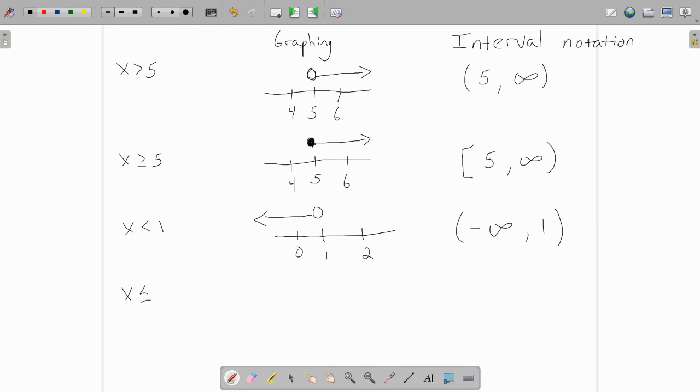x is less than or equal to 1. Same as before, they give you the number line. So closed circle, filled in, going left. This one would be negative infinity to 1 with a bracket.